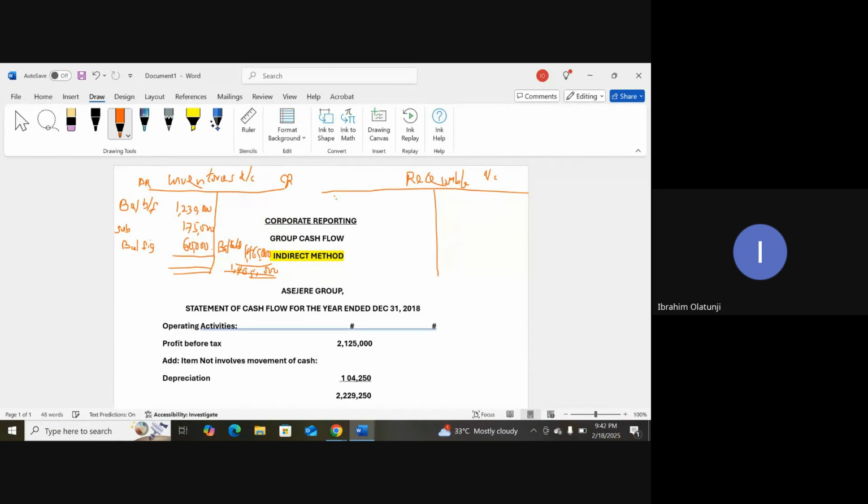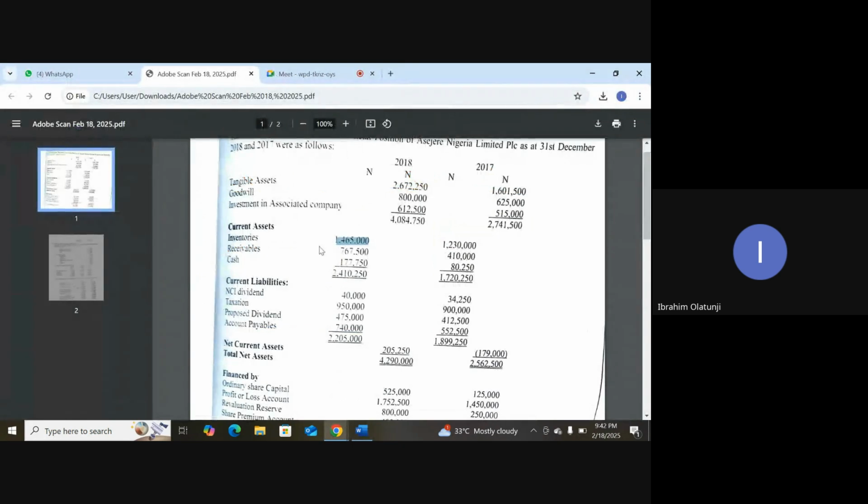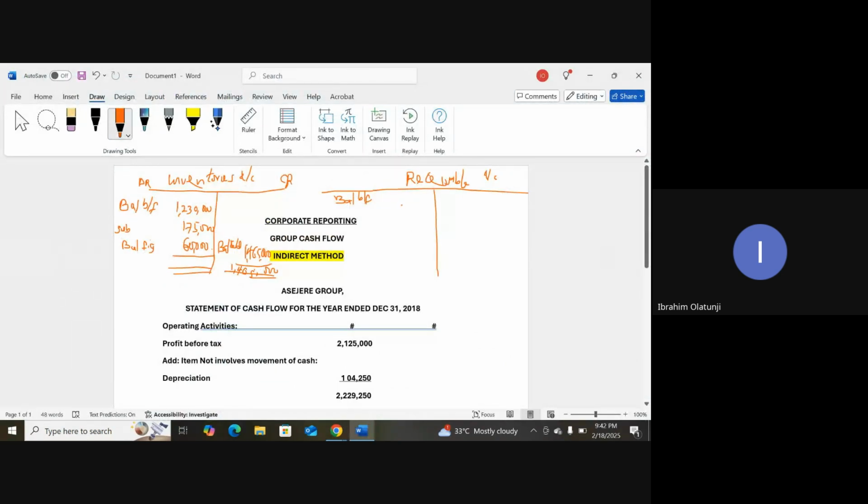Because it's an asset, I said asset always have a debit balance. That is balance brought forward. How much is the receivable opening balance? 410,000. Then balance carried down. How much is the balance carried down, which is 2018? 767,500.